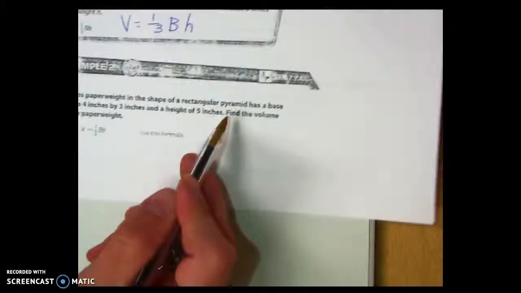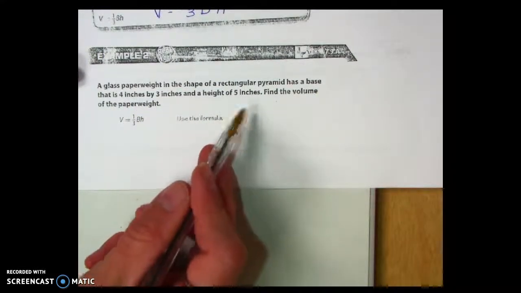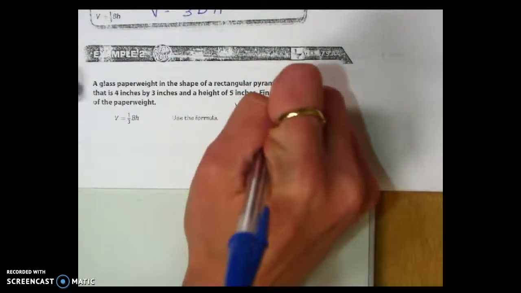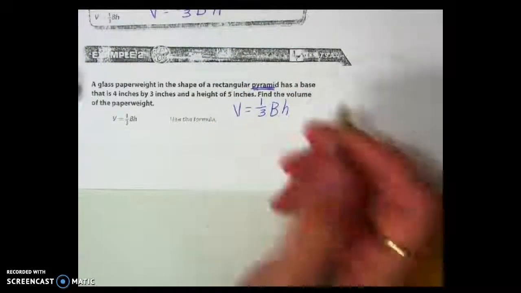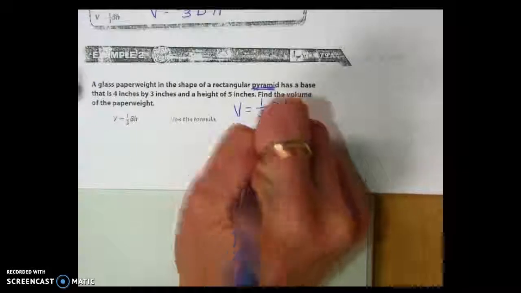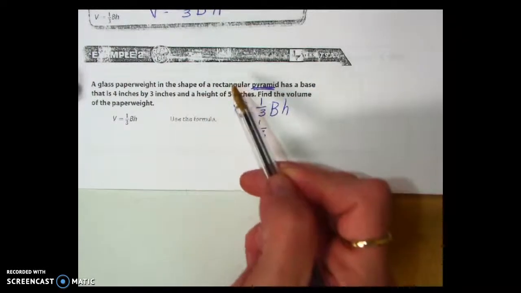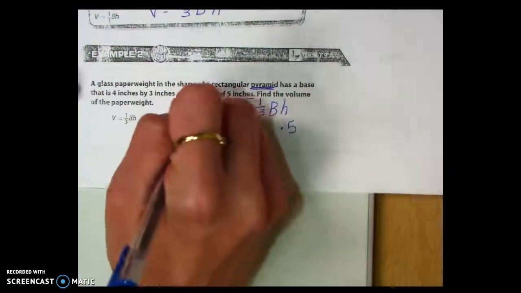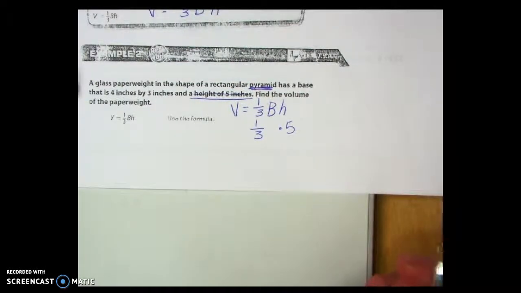Okay, so a glass paperweight is in the shape of a rectangular pyramid that has a base that is 4 inches by 3 inches and a height of 5 inches. Find the volume of the paperweight. All right, so my formula would be 1/3 area of the base times height, because it told me it was a pyramid. So I'm going to plug in what I know. I know this is 1/3. We can't forget to write that part down. I do not know the area of the base yet, but I do know the height is 5. So I'm going to plug in a 5 right there. Okay, and I'm going to mark it off because I just used it. Don't scribble it out where you can't read it, but mark it off so you know not to use it again.